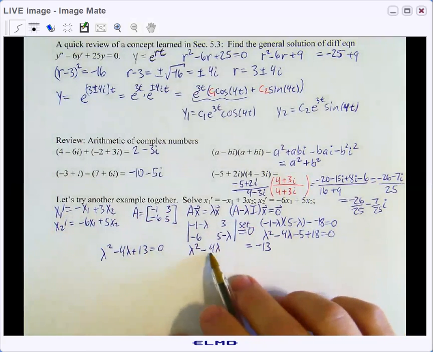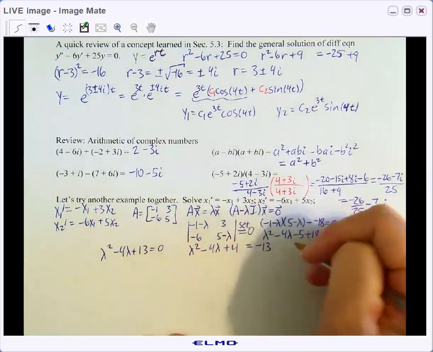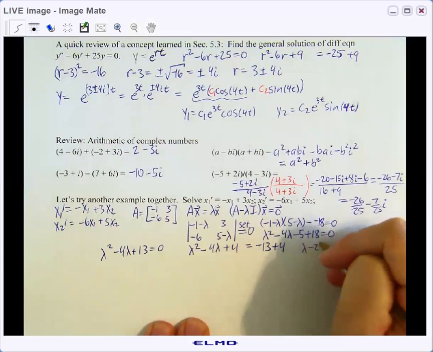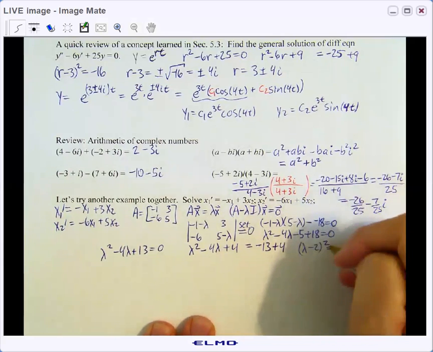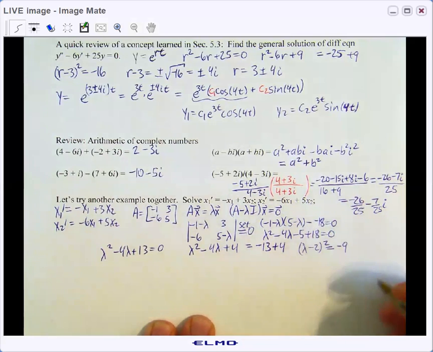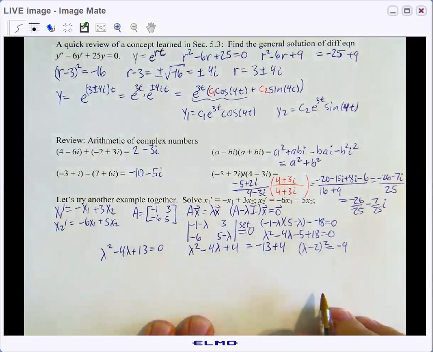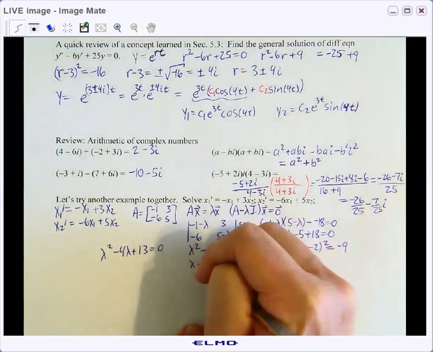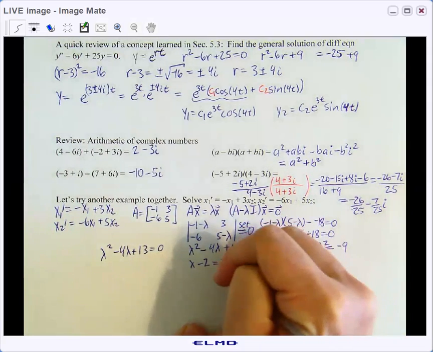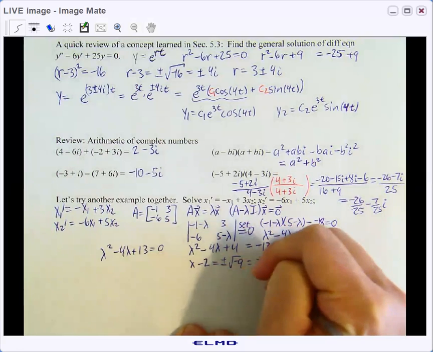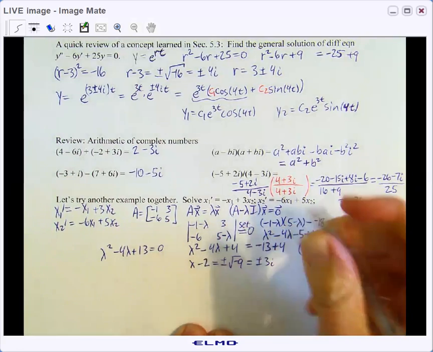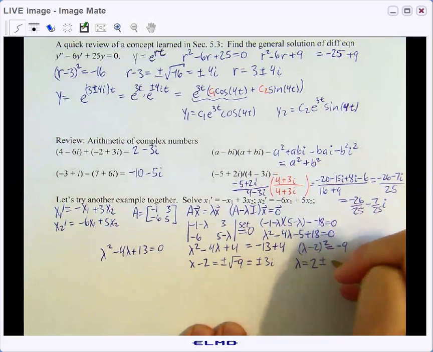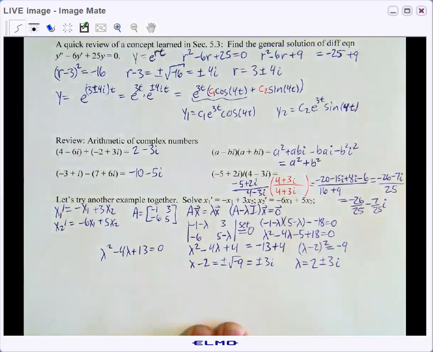Half of the linear term squared would be 4, so we add 4. And if we add 4 to that side, we need to add 4 to this side. Getting lambda minus 2 quantity squared equals -9. Okay. And if we take the square root of that, we're going to get lambda minus 2 is equal to plus or minus square root of -9, which is plus or minus 3i. And finally, we get lambda equals 2 plus or minus 3i.